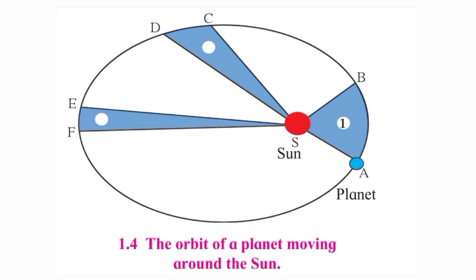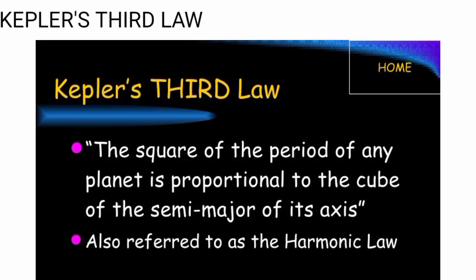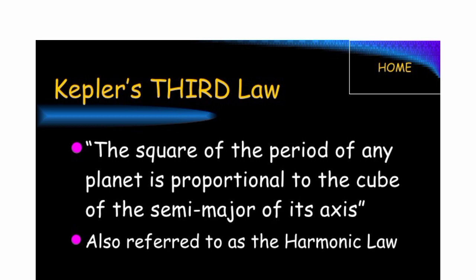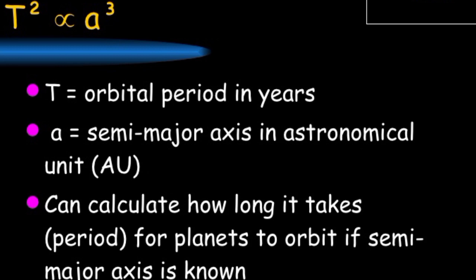Kepler's third law: the square of its period of revolution around the Sun is directly proportional to the cube of the mean distance of a planet from the Sun. Thus, if r is the average distance of the planet from the Sun and T is its period of revolution, then T² ∝ R³.